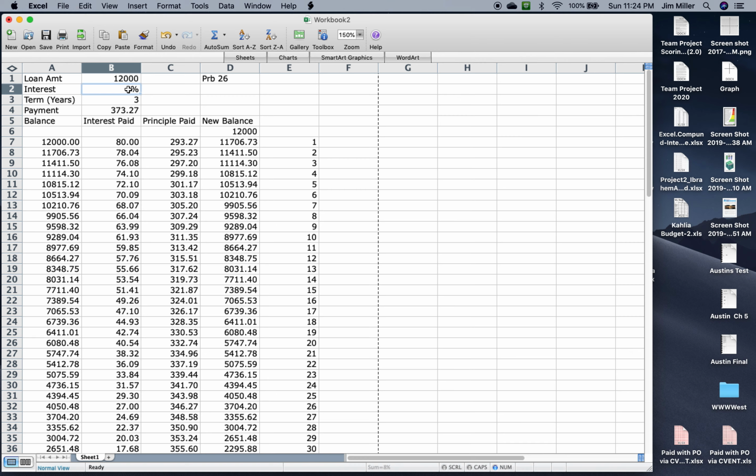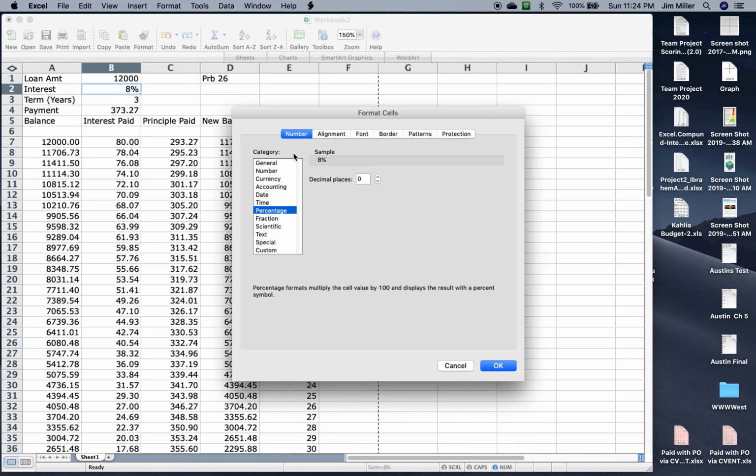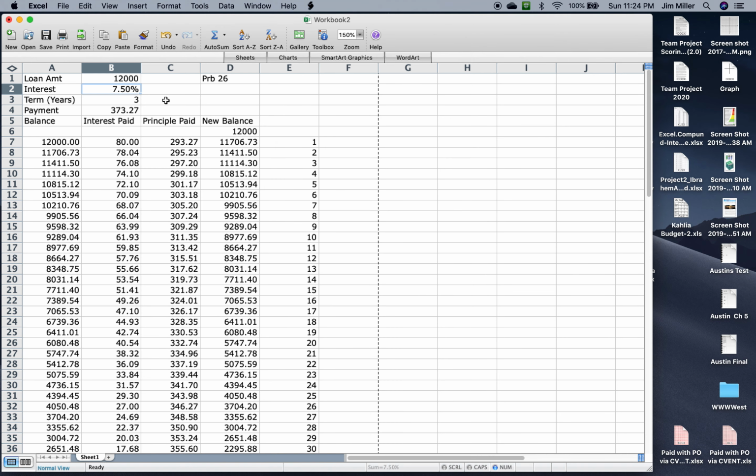let's make that show an extra decimal. Command Control 1. Number, let's show 2 decimal places. Percentage, 2 decimal places. 7.5% for 4 years. Our payment would be $290. So we still couldn't do it.